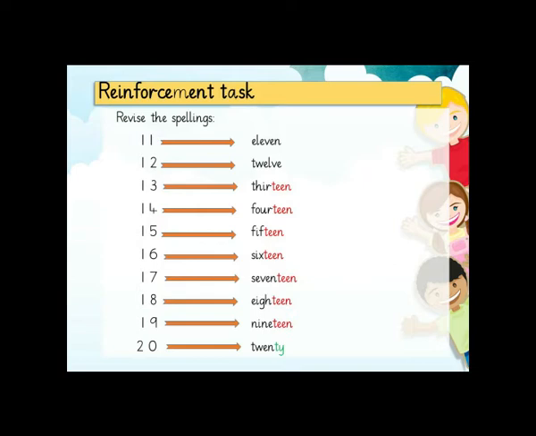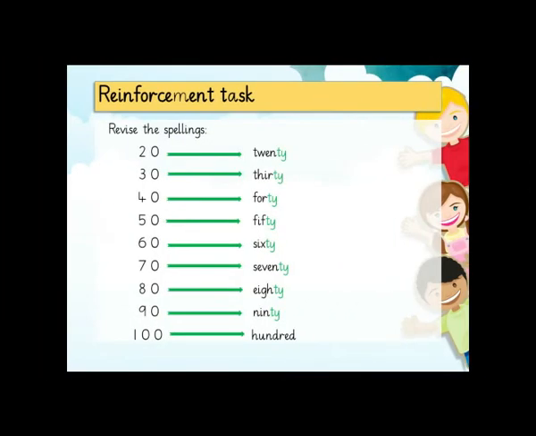If you look at this carefully, from 13 till 19, each of the words is ending at teen, T-E-E-N, teen, and the rest of the spellings for each of the words is almost the same. Now look at the given numbers from 20 till 100. You have to revise the spellings for these numbers. If you look at this carefully, from 20 till 90, each of the words is ending at ty, and the same way the rest of the spellings for each of the words are also the same.